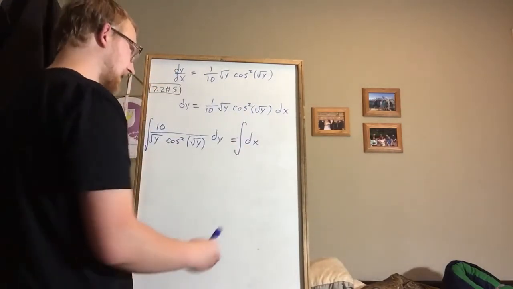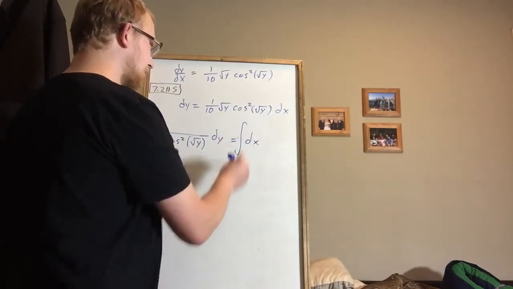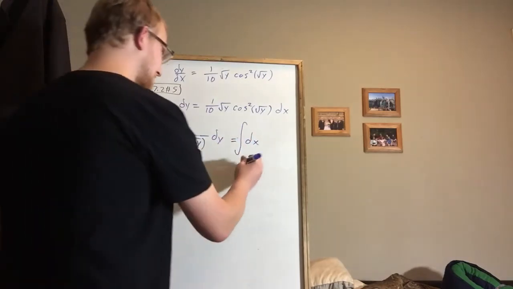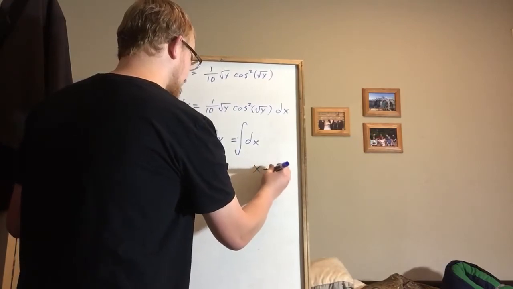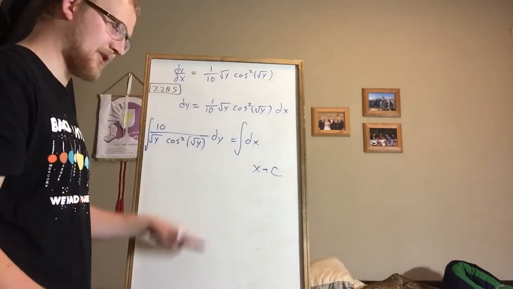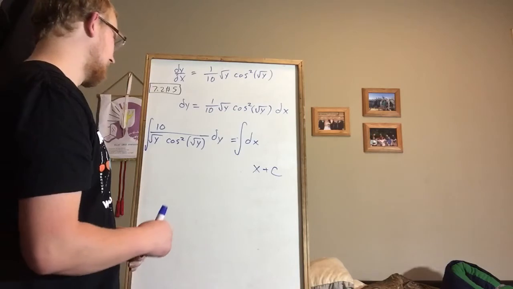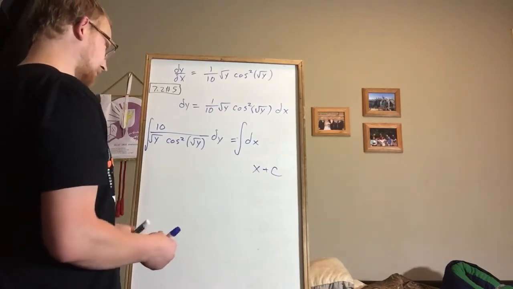And this side's not too bad. The integral of 1 with respect to dx is just x. And then we're going to put the plus constant for that shifting constant. Now on this side, we're going to need a little bit of trickery.